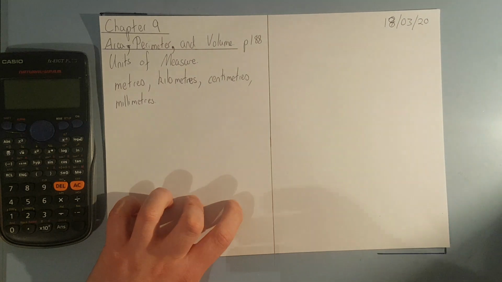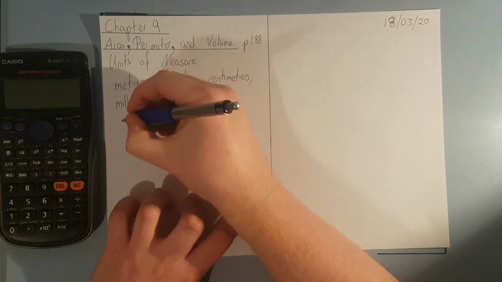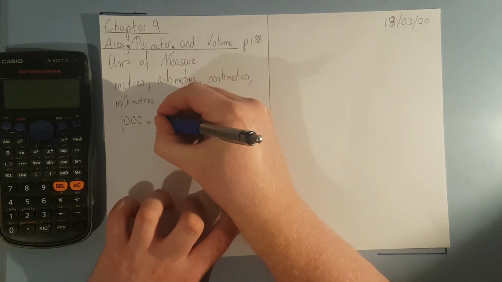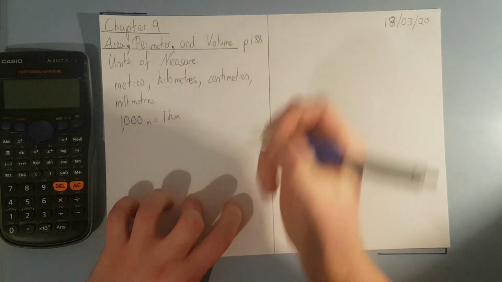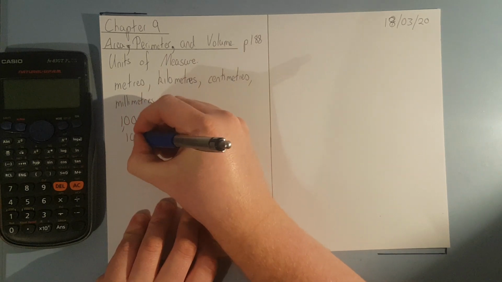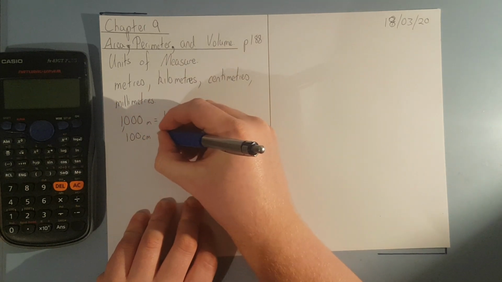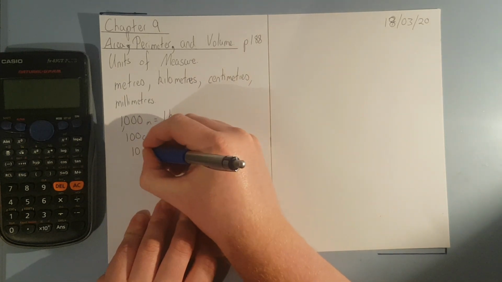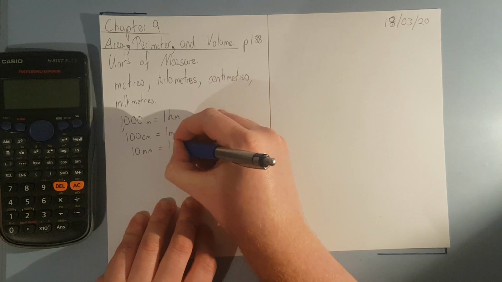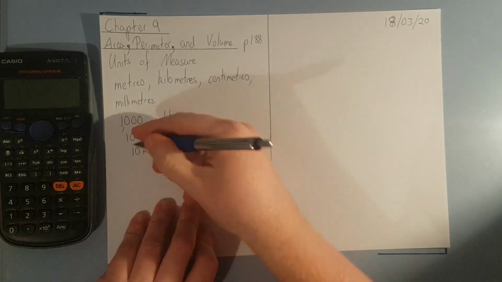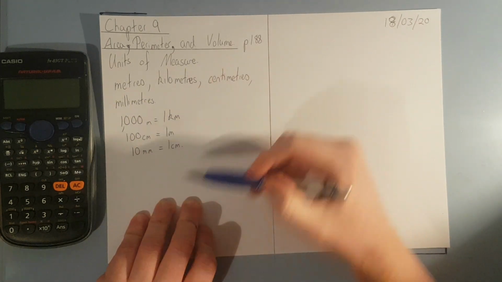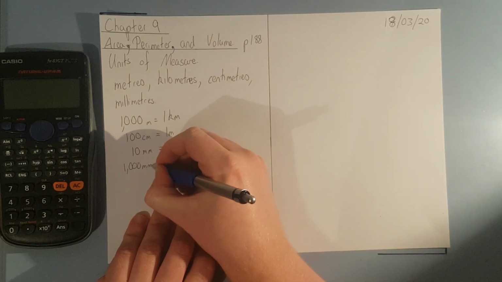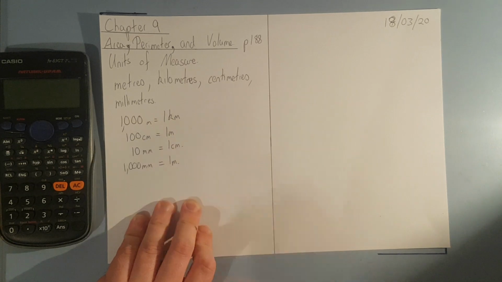So, half of you probably already remember, okay, 1,000 meters, that's the same as 1 kilometer. 100 centimeters is the same as 1 meter, and 10 millimeters is the same as 1 centimeter. So kind of taking those two, you can also realize that 1,000 millimeters is the same as 1 meter.